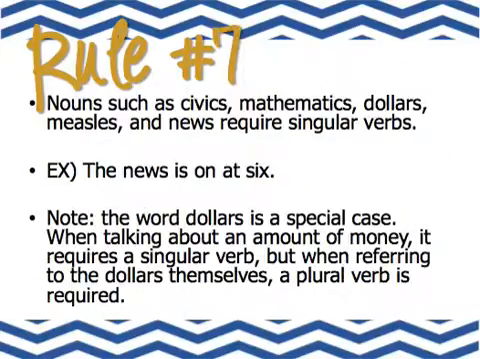Rule number 7, nouns such as civics, mathematics, dollars, measles, and news require singular verbs. So in the example, the news is on at 6. Even though news is a plural word with an S on the end, it's still going to take a singular form of the verb because it just sounds silly to say the news are on at 6. The word dollars is actually a special case. When talking about an amount of money, it requires a singular verb, but when referring to the dollars themselves, a plural verb is required.